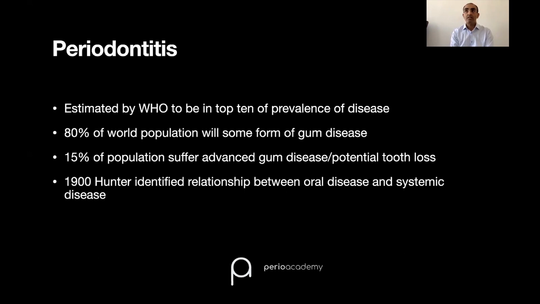Now, I'd probably say about the last 10-15 years, there's been a big push in terms of what role gum disease may have with systemic diseases and vice versa. And some people ask, well, is this recent? It hasn't been. Going back to the 1900s, Hunter started to identify the relationship between oral diseases, i.e. decay, gum disease, and also systemic disease.